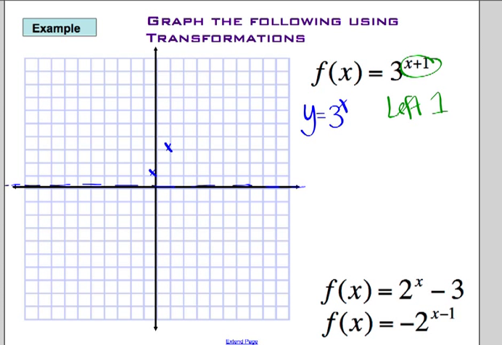So now all we have to do is move everything on our blue graph left 1 unit. When I move my asymptote to the left, it's not going to change. It's going to stay where it is, really, because it's a horizontal line. I'm going to move each of those points left 1 unit, and I can go ahead and sketch in that graph. And there's f of x equals 3 to the x plus 1.